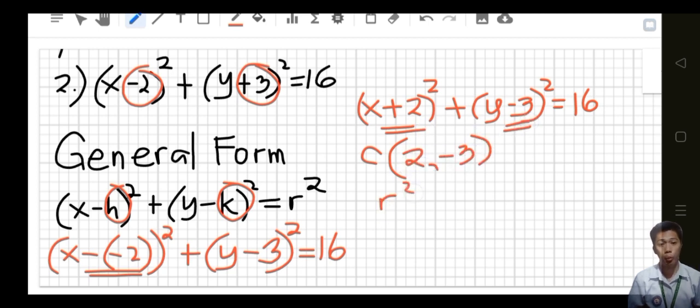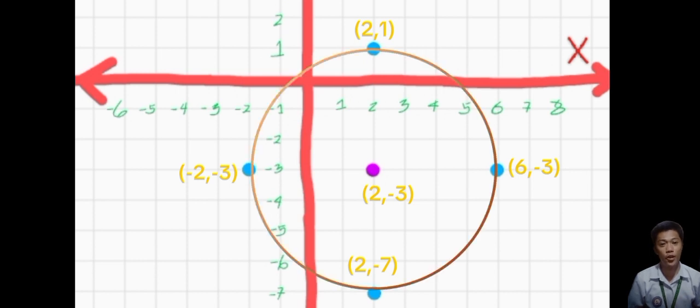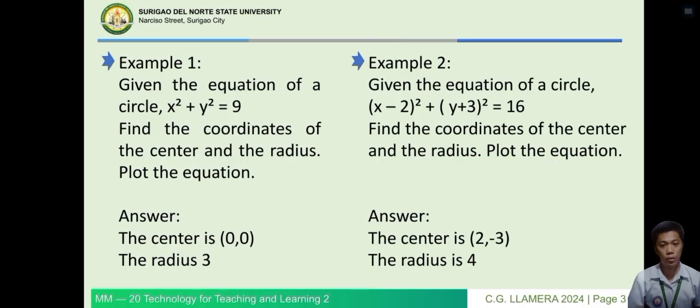And now the center of the circle is negative 2 and positive 3. Let's solve the radius. So we have r squared is equal to 16, and the square root of 16 is 4. Therefore, the radius is 4. Let's plot the equation. The center of the circle is (-2, 3) with the radius of 4. It means that we need to travel 4 units up, down, to the left, and to the right from this center of the circle. Let's connect the points to create a circle. And now, let's proceed to example number 3.